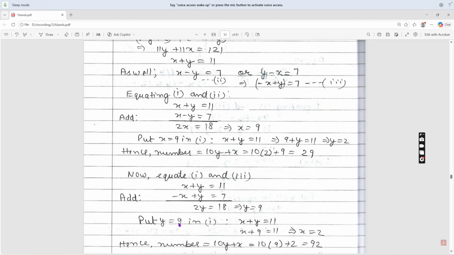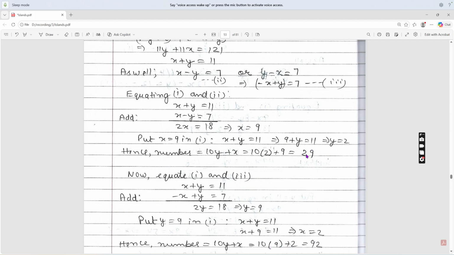So now we are going to put y is equal to 9 in equation 1. What is the first equation? We know x plus y is equal to 11. So x plus 9 is equal to 11. So x is equal to 11 minus 9, that is equal to 2. Hence the original number would be 10y plus x, which is equal to 10 into 9 plus 2, that is 90 plus 2, that is 92.